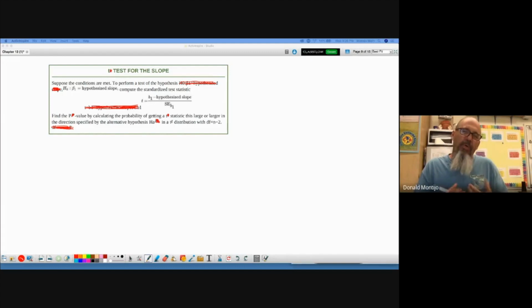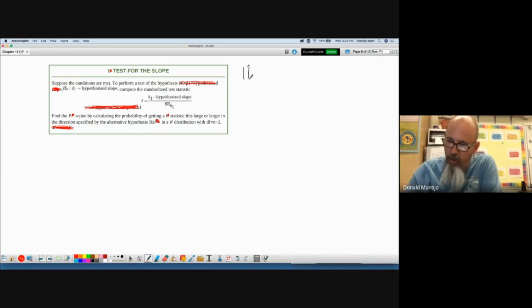Now, what would we be doing with a test for the slope? What we're doing is testing to see if the line truly has a slope at all. Because if the slope of a line is zero, then it's completely useless in making predictions. If a line is completely horizontal, it doesn't matter what the x value is, the y value would always be the same. So we wouldn't have a useful line in predicting.